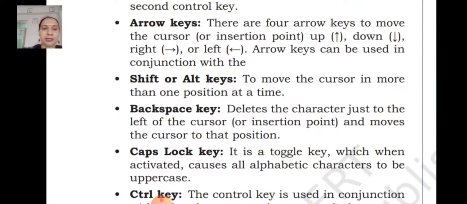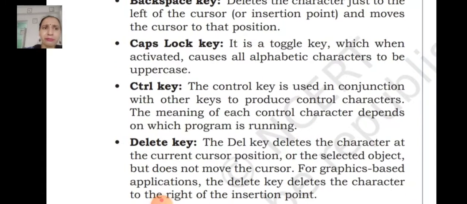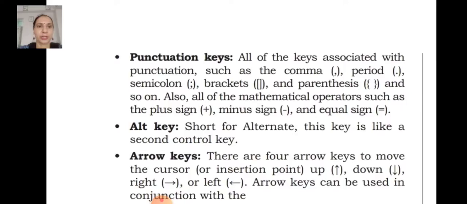Then we have the Control key. This key is used in conjunction with other keys to produce control characters, like we use Control S for saving. The meaning of each control character depends on which program is running. Then the Delete key deletes the character at the current cursor position or the selected object but does not move the cursor. For graphic-based applications, the Delete key deletes the character to the right of the insertion point.